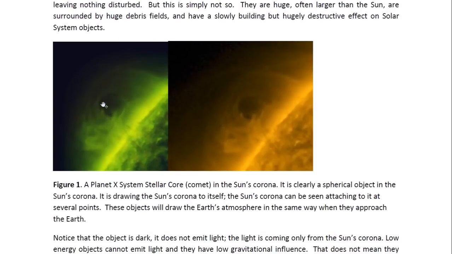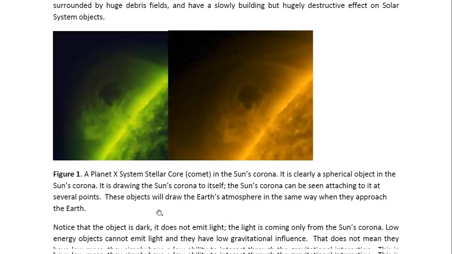And here you see one of these objects in the sun's corona. So this is a Planet X system stellar core or a comet. It's the same thing. And it's clearly a spherical object. It's in the sun's corona. It is drawing the sun's corona to itself. The sun's corona can be seen attaching to it at several points. So these objects will draw the Earth's atmosphere in the same way when they approach the Earth.